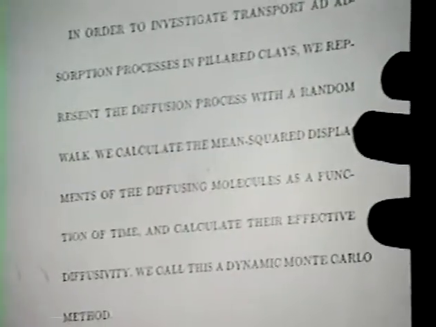Now, how do we do computer simulation of diffusion and transport phenomena in pillar clays? We do it the following way. If you are interested in looking at diffusion in pillar clays, what we do is we represent the diffusion process with a random walk. And then we calculate the mean square displacement of the diffusing molecule as a function of time. We calculate their effective diffusivity from the definition I told you. And this is basically what we call a dynamic Monte Carlo approach.